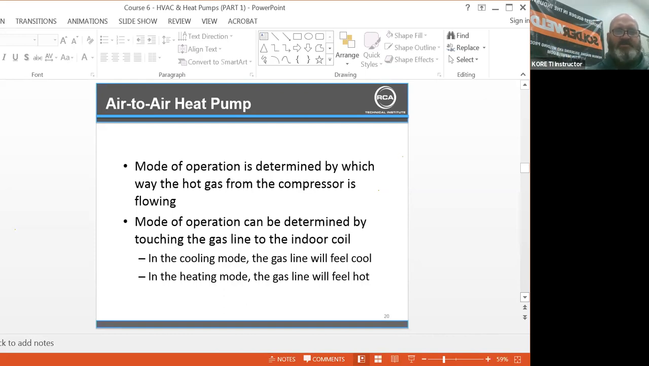Mode of operation is determined by which way the hot gas from the compressor is flowing. Mode of operation can be determined by touching the gas line to the indoor coil. In the cooling mode, the gas line will feel cool. In the heating mode, the gas line will feel hot.